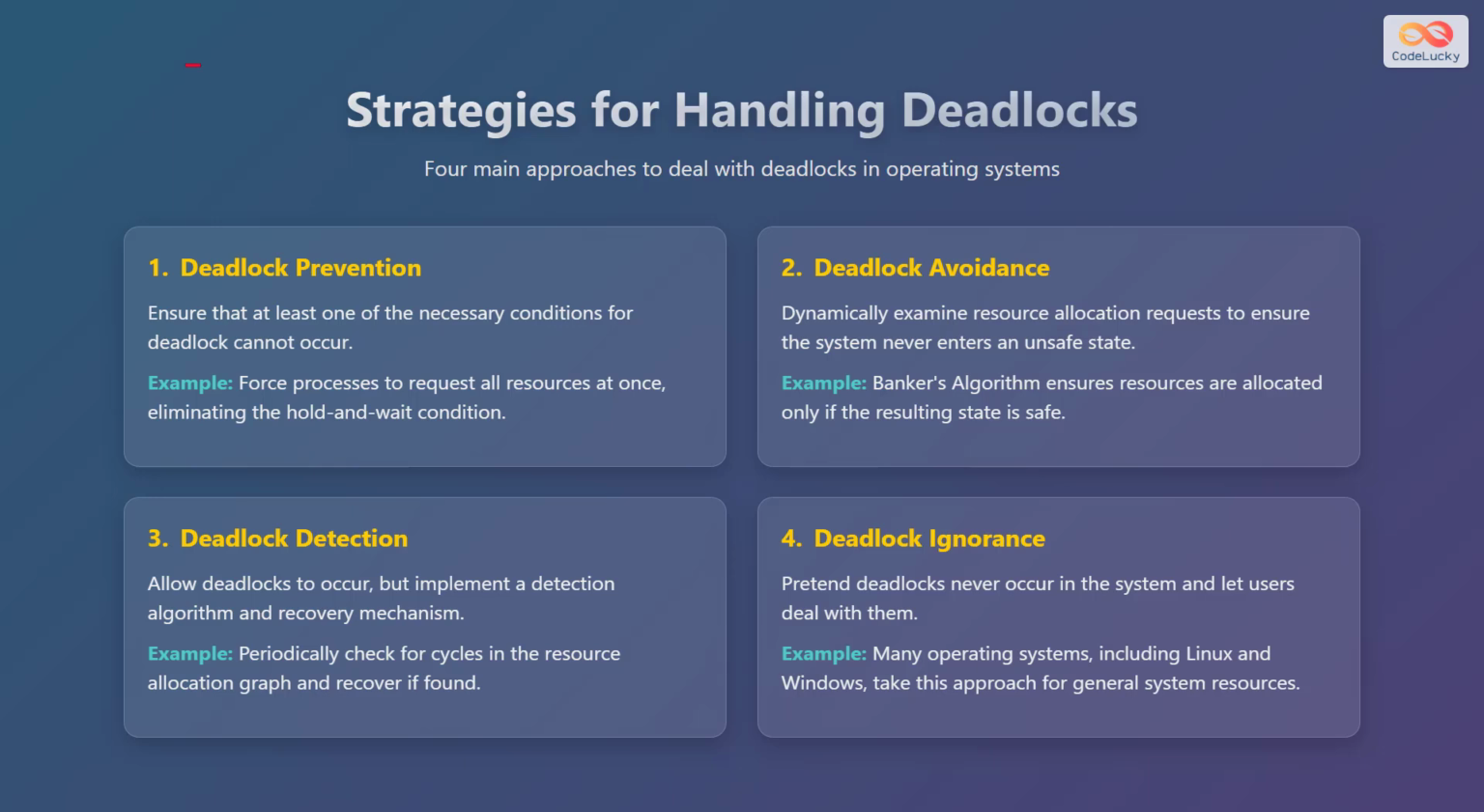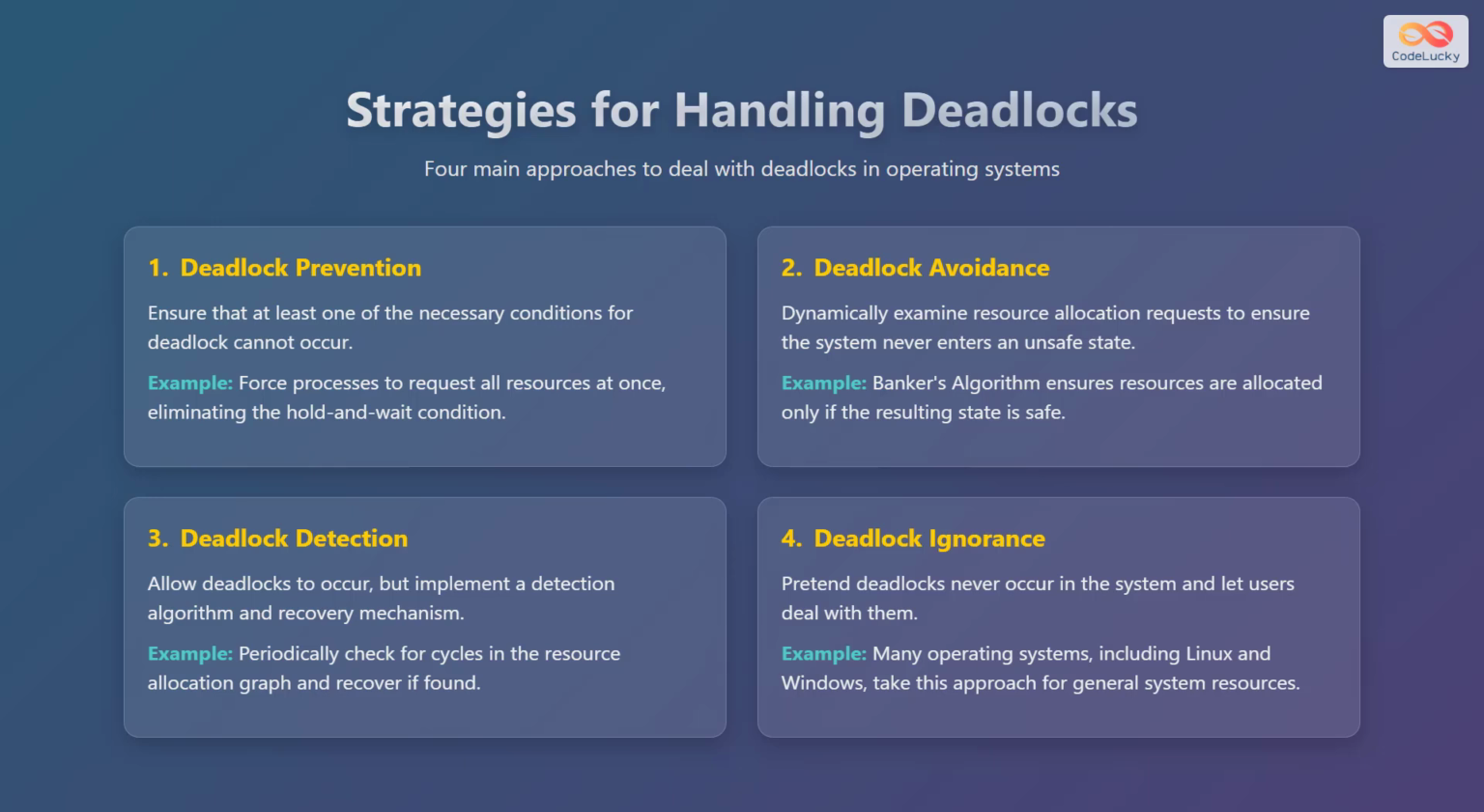Number 2. Deadlock avoidance. Dynamically examine resource allocation requests to ensure the system never enters an unsafe state. For example, Banker's algorithm ensures resources are allocated only if the resulting state is safe. Number 3. Deadlock detection. Allow deadlocks to occur, but implement a detection algorithm and recovery mechanism.